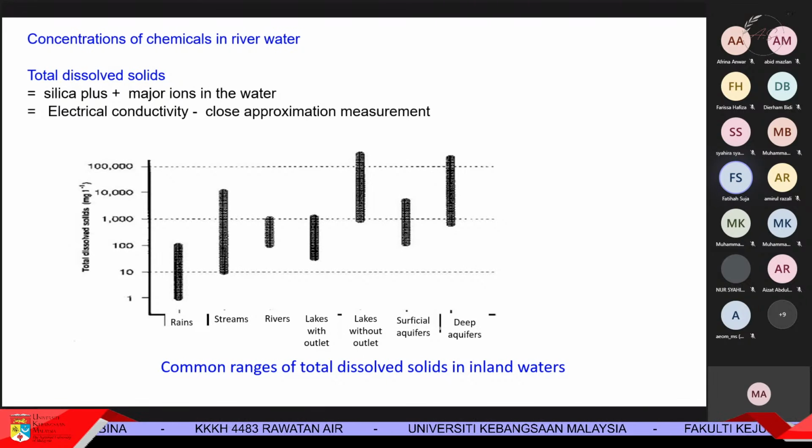And the elemental composition of river particulate is usually less variable than the dissolved concentration for the same element.